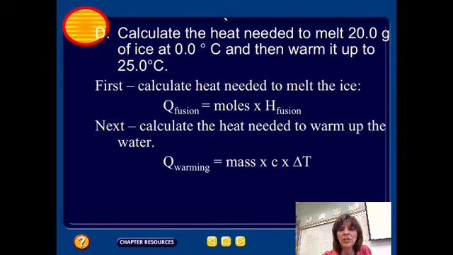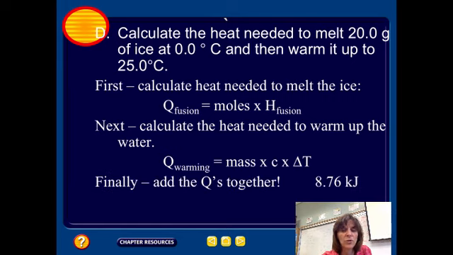Now be careful, because the Q of fusion will end up with kilojoules and Q of warming will end up with joules. So you're going to have to rectify that before you put the two together. So when you add them together, you get 8.76 kilojoules. Give that a try and ask me for help in class if you have trouble, but just plug in the numbers and see what you can do.